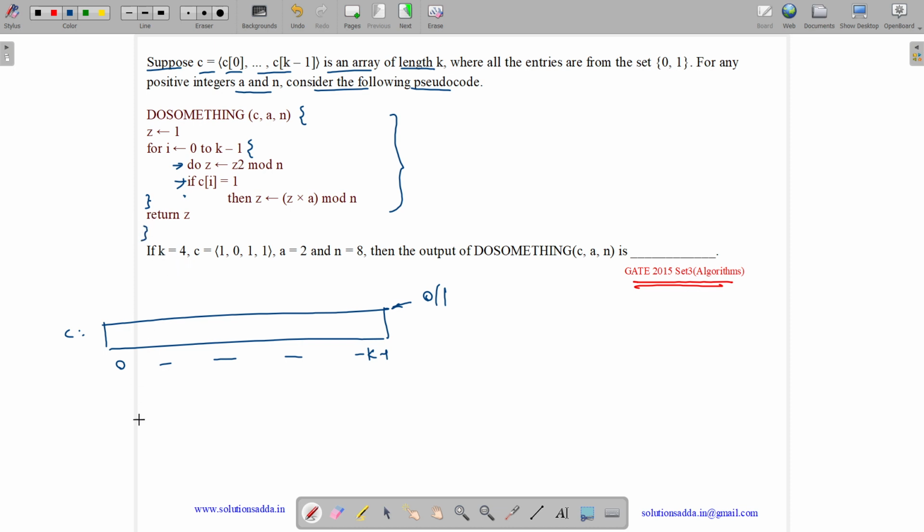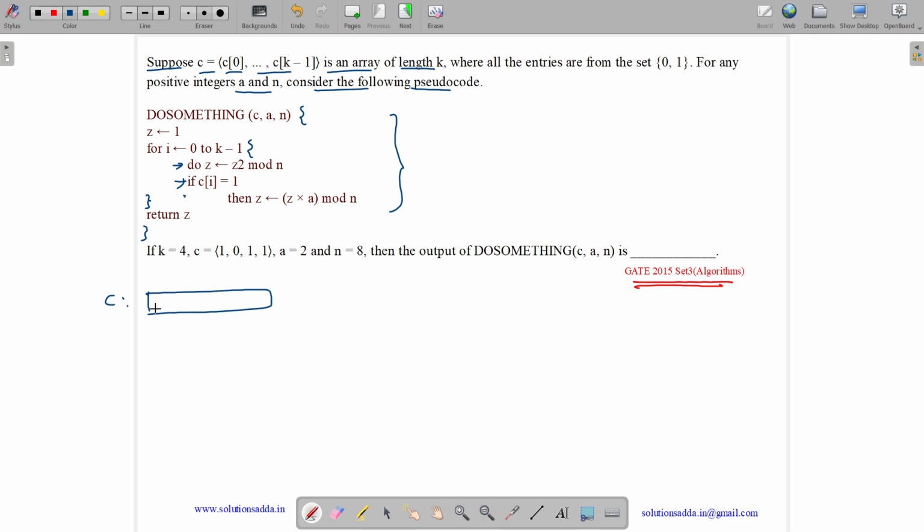If k equals 4, which means we have an array of length 4, what is our C array? C array is 1, 0, 1, 1 with indices 0, 1, 2, 3, which is 0 to k minus 1. A is 2 and n is 8. The output of DoSomething is, okay, so we have called DoSomething on C, a is 2 and n is 8. So first we have z equals 1. So we create a variable z and put its value 1.